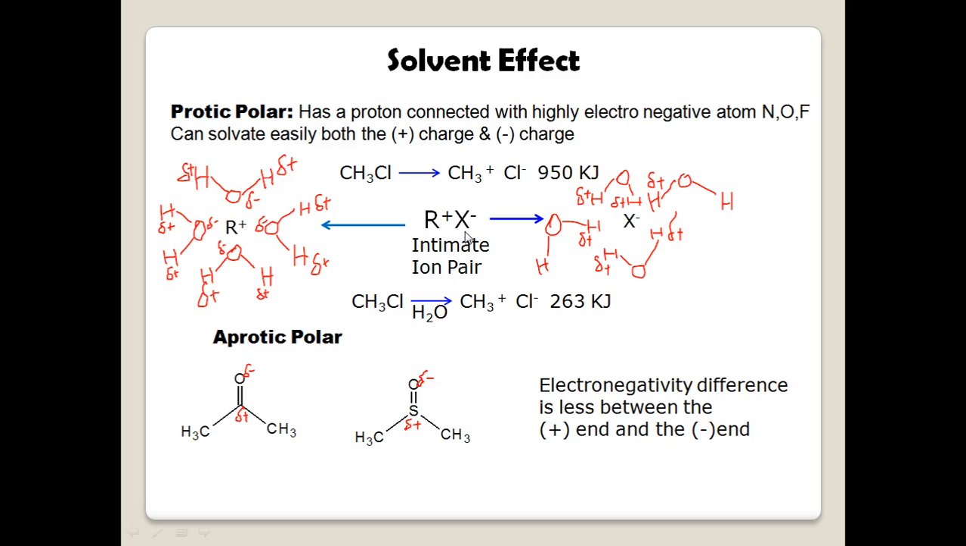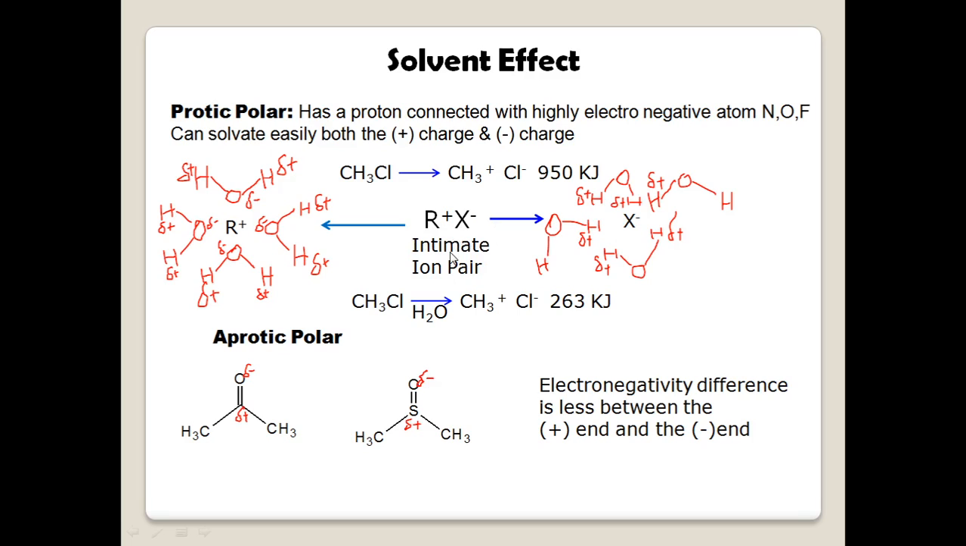So if the intimate ion pair is there, the problem with it is that the X minus can reattack on the carbon center of the carbocation and the RX can reform. But in gaseous state, if we want to push each other apart, then we need to give some more energy.